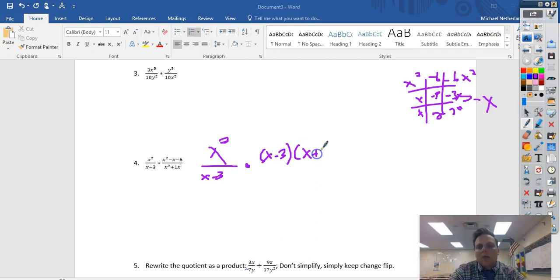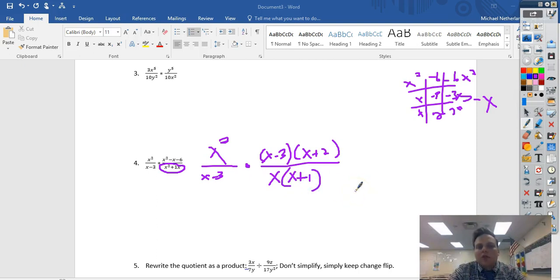Now look at this bottom denominator, x squared plus 1x. You might be tempted to try to tic-tac-toe, and usually I would say go for it. However, do you guys just notice there's only two terms here? And not only that, do you notice that they have something in common? Yeah, they both have an x in common, right? So you can start off by doing x times x plus 1.